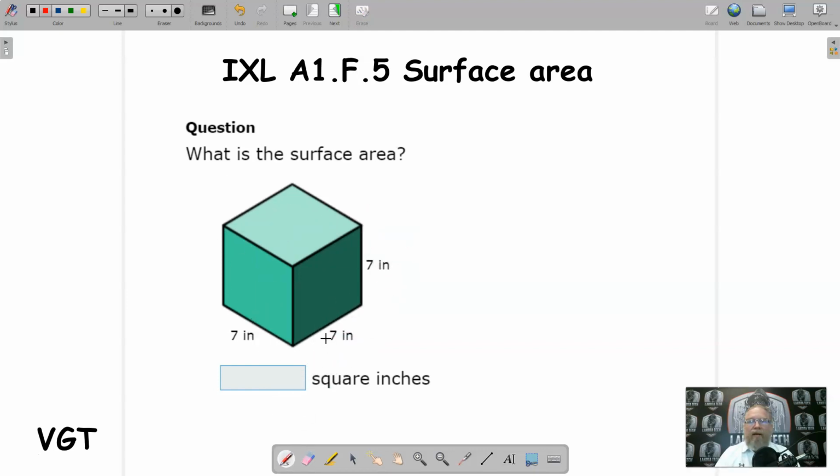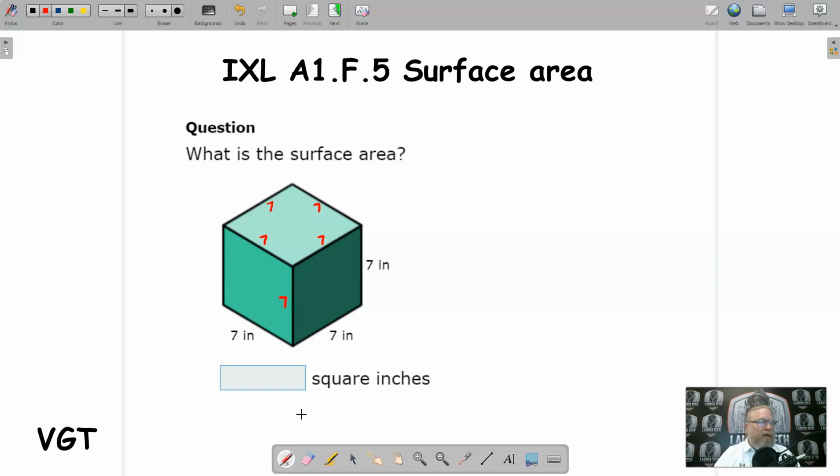And all of them are going to be the same, because notice that the length, width, and height are all the same. If the length here is 7, and over here the height is 7, then we also know that this is 7. All of these sides have a length of 7. That means that each face of the cube, by face I mean the side, is a perfect square.